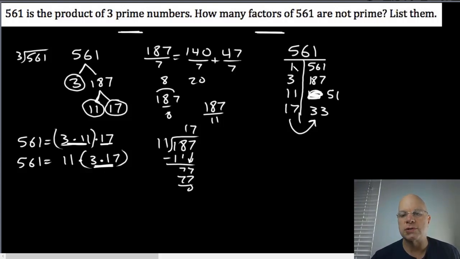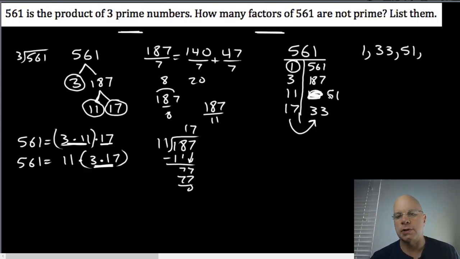So let me just circle the ones that are not prime. 1 is not prime, because 1 is neither prime nor composite. But if it's asking for not prime, it's not saying composite, it's just saying which factors are not prime. So 1 would certainly be one of them. 3, of course, is prime. 11 is prime. 17 is prime. 33 is not prime because it's 3 11s. 51 is not prime because it's 3 17s. So 51 would be on our list.